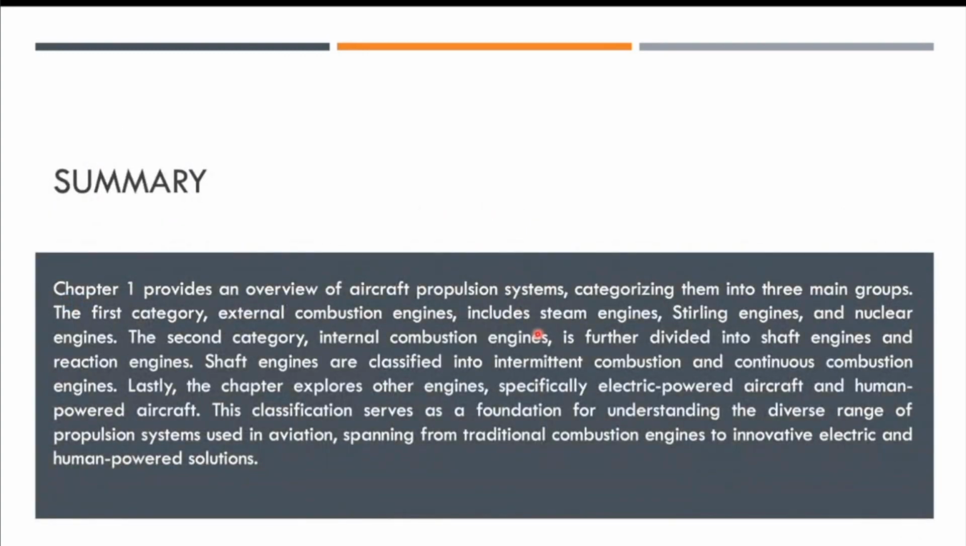Okay. To finish up our lecture, so basically, this lecture looks into the classification. Just an introduction to show to you that what are the available type of aircraft propulsion system. And we already categorized them into three main group. And the first one is external combustion engine, and then which include steam engine, Stirling engine, and nuclear engine. And then we have the second category, the internal combustion engine, which is further divided into shaft engine and reaction engine. And shaft engine are classified into intermittent and continuous combustion. And lastly, the chapter also explore other type of engine.